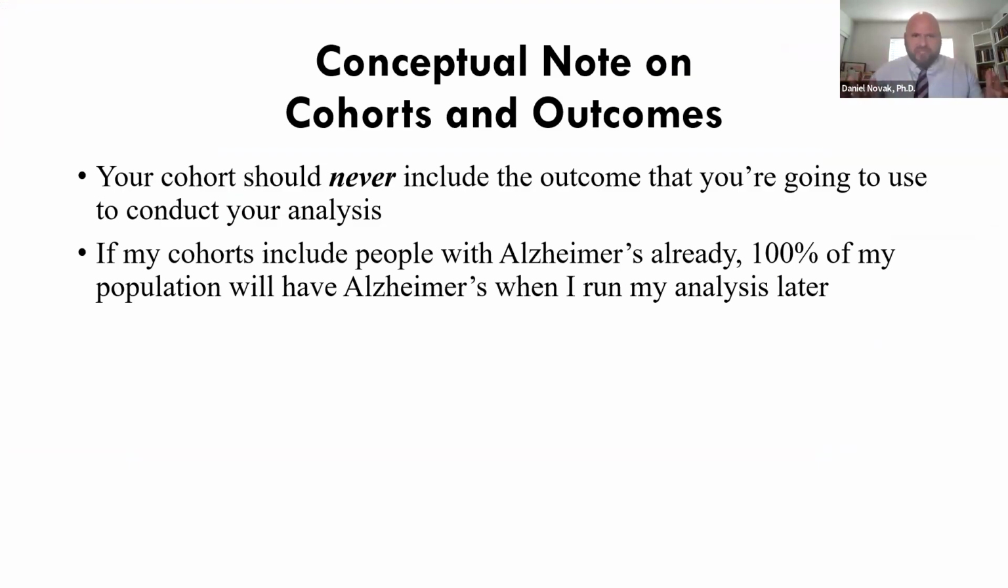But some notes. We have some conceptual notes on cohorts and outcomes. Your cohort should never include the outcome that you're going to use to conduct your analysis. If your cohorts include people with Alzheimer's already, 100% of your population in your analysis is going to have Alzheimer's at the end. So you really don't want to include that here.